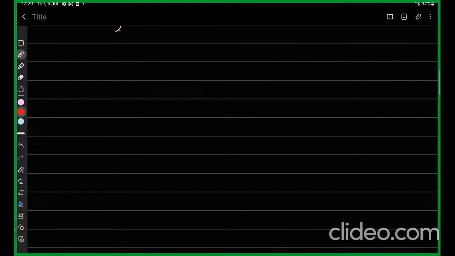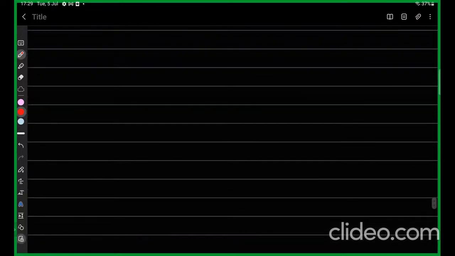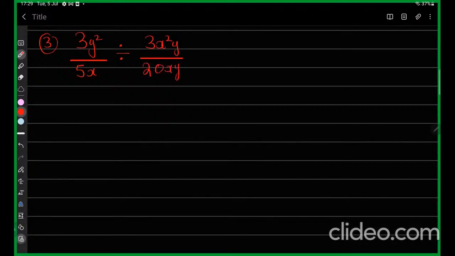Let's talk about one last example and then past paper questions. This is very, very important. It is example number 3. It says 3 multiplied by y squared divided by 5x, then a division sign, and then 3x squared into y divided by 20xy. Simplify this and express your answer in positive index.